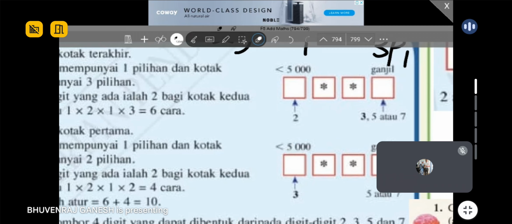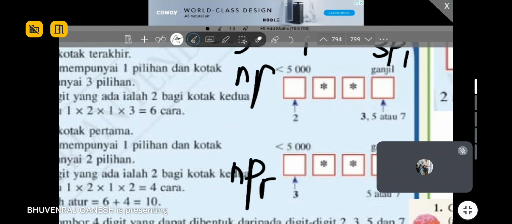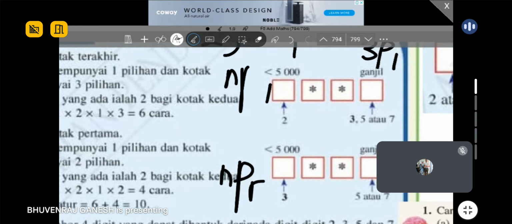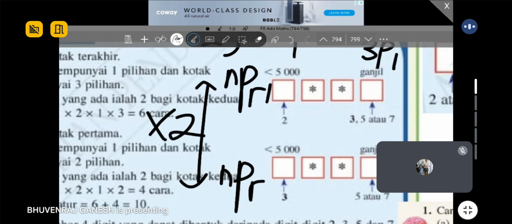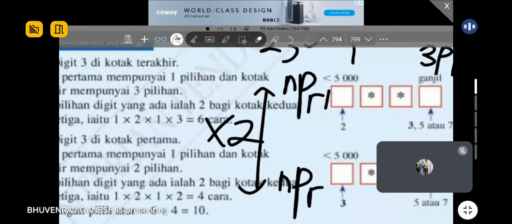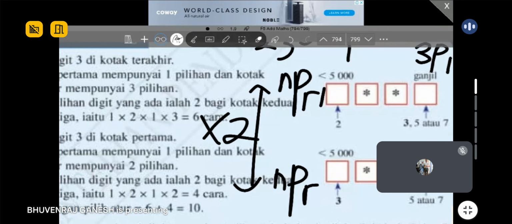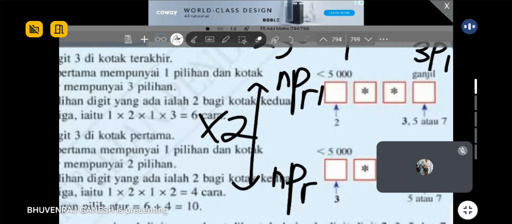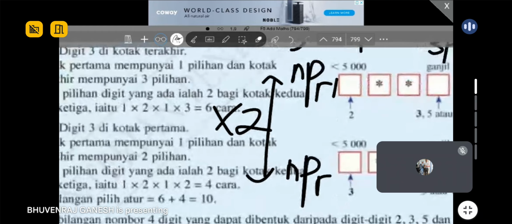Boleh dapat? So when you are looking at one case, always remember use your NPR. In between, you can times 2. In between the case, antara dua case, you can use times 2. Okay? Celeste, do you get it? So yeah, it depends which part you're doing in the question, whether you're focusing on the specific case or generally the whole question. Okay? All right.